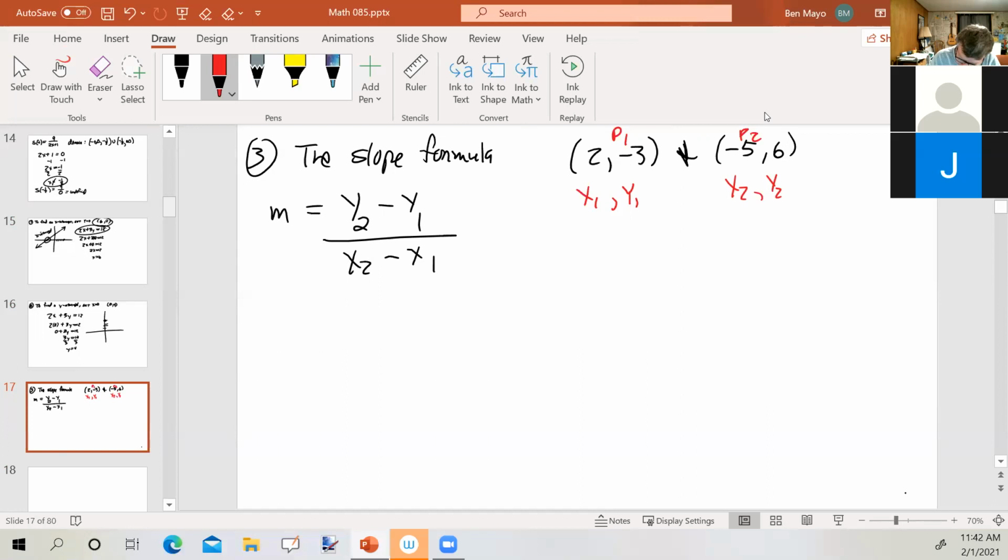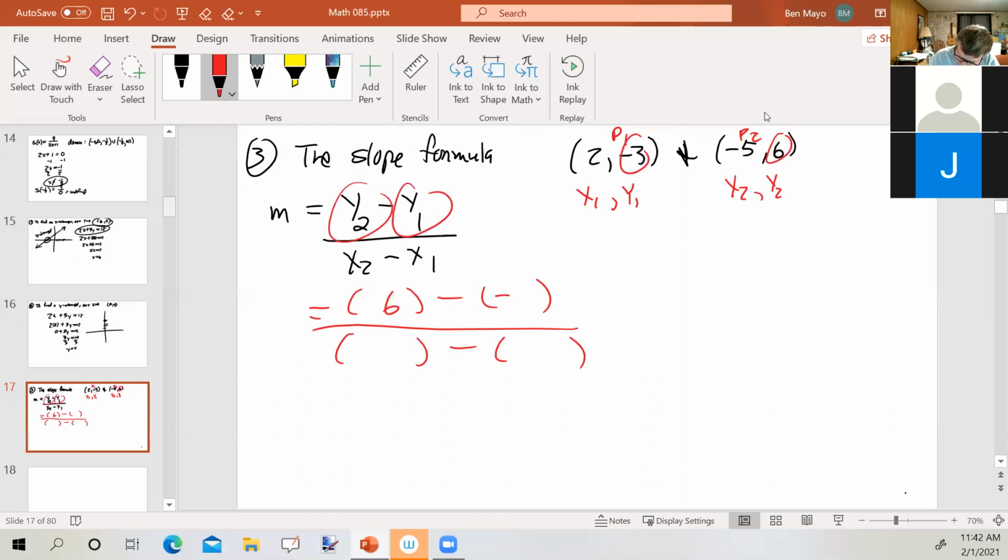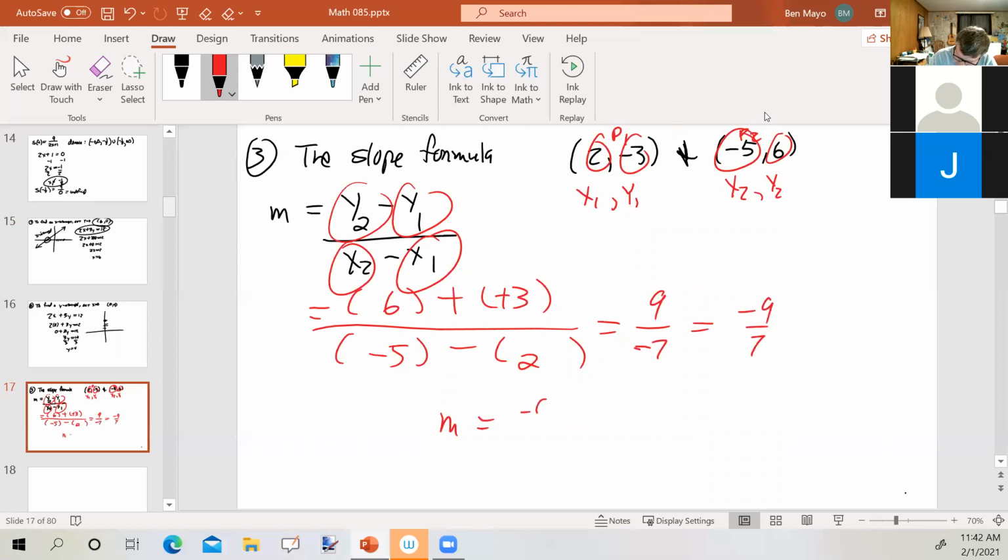All right. So y sub 2 is going to be 6. Y sub 1 is going to be -3. X sub 2 is going to be -5. And x sub 1 is going to be 2. Do the arithmetic. 6 minus -3 would be 6 plus 3, which is 9. -5 minus 2 is -7. So we get -9/7. So the slope is -9/7. Okay with that?